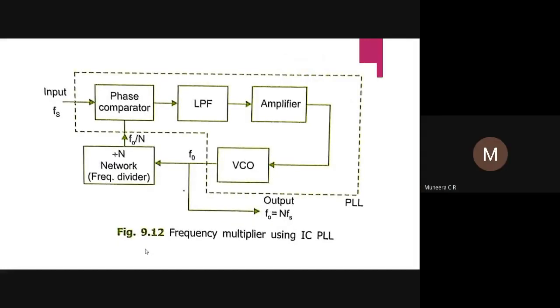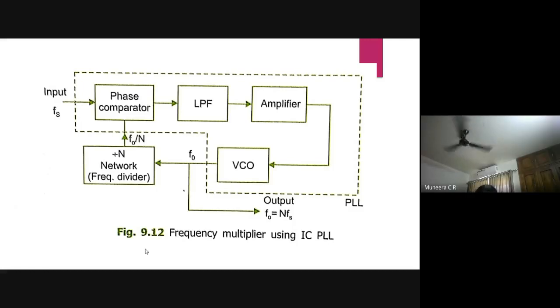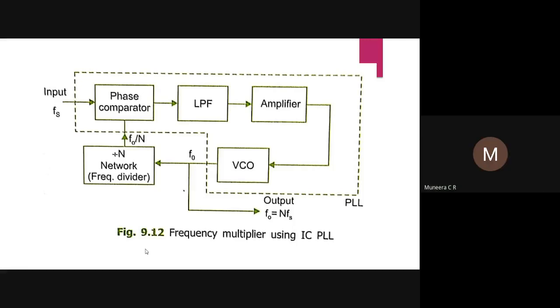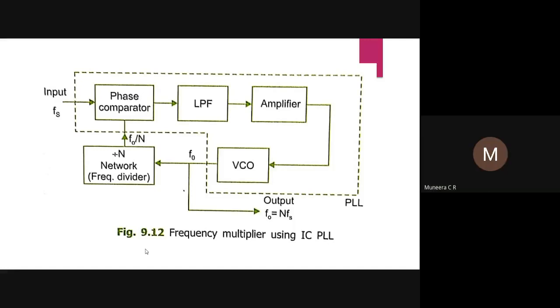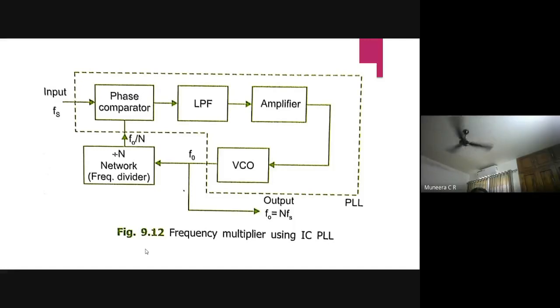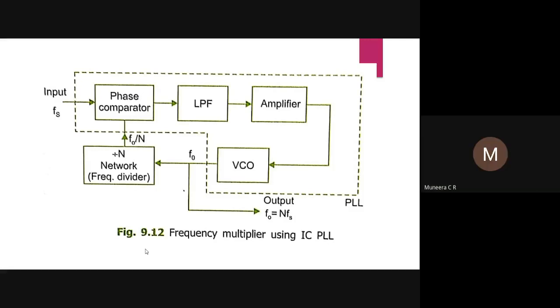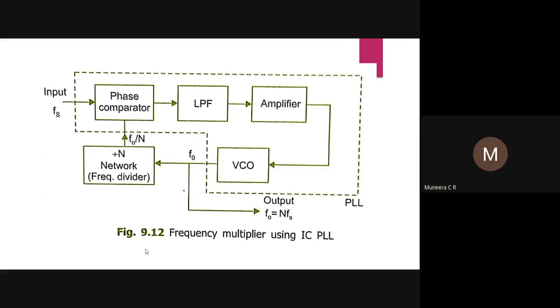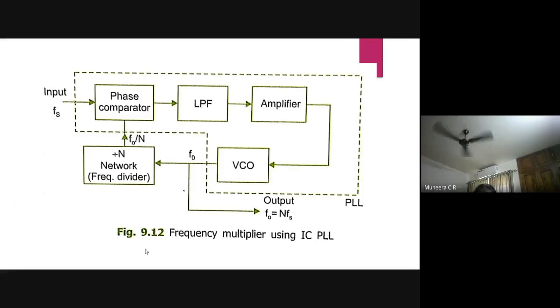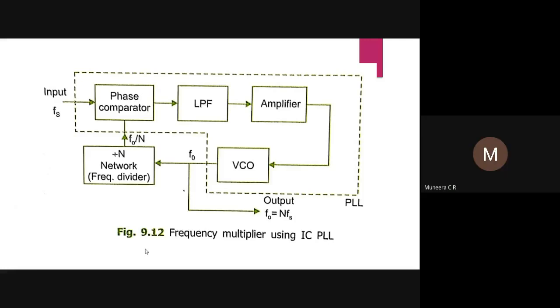The first application is, there are a lot of applications for PLL, as I told you earlier, like frequency multiplier, frequency translator, FM demodulation, AM demodulation, FSK demodulator, frequency synthesizer, etc. So we are discussing four applications here. The first one is frequency multiplier by using a PLL.